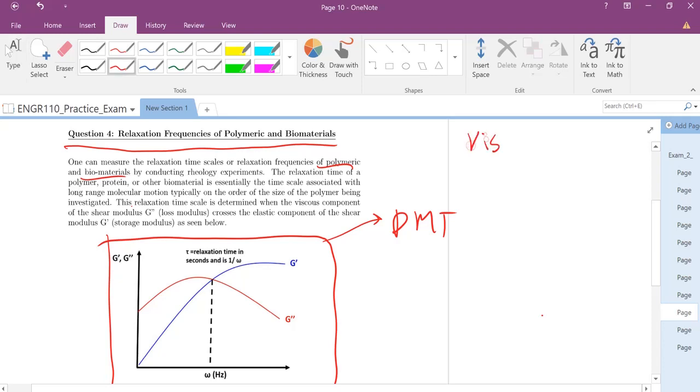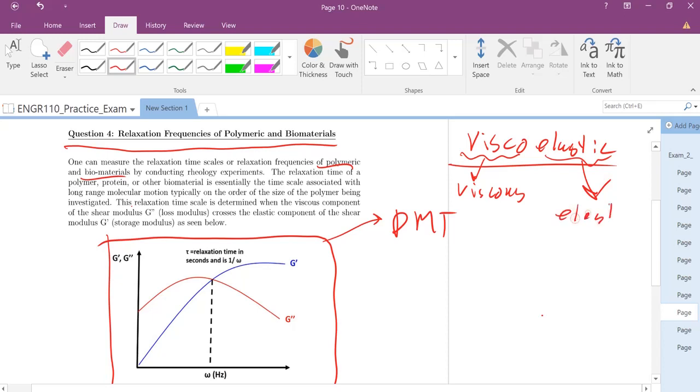So a viscoelastic material has two responses: a viscous response, so kind of like a liquid, it's going to flow, and an elastic response, where there's an instantaneous elastic mechanical response. So in visco and elastic.